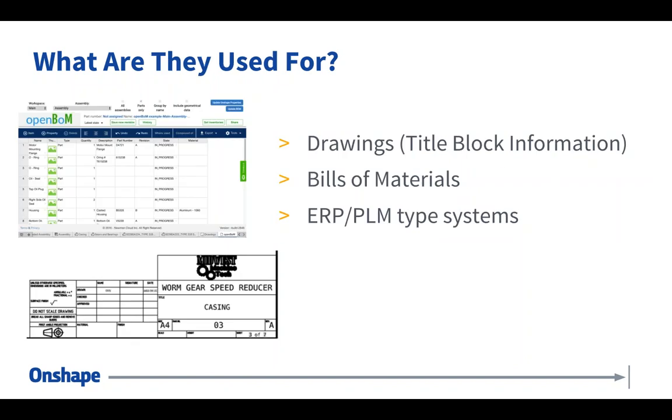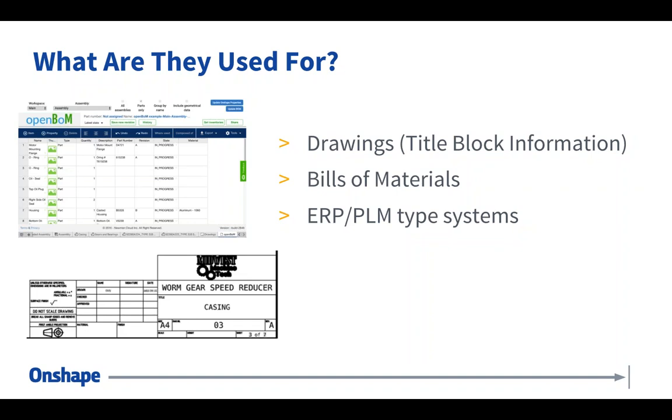What I want to get into next is what they're used for. And the big thing I think a lot of users ask is, can I take the properties and input them into the drawing, into the title block? And you can. The drawing properties will map to the title block, assuming that you have it set up and mapped correctly. And I'll show you an example of this in just a second. But other apps also use it.